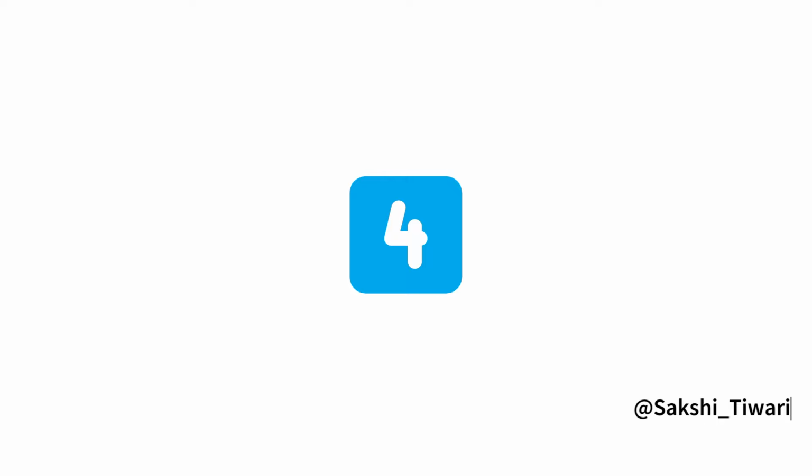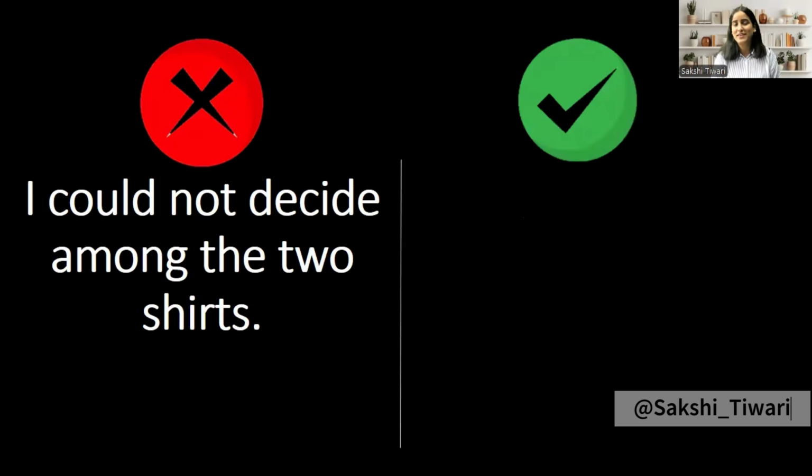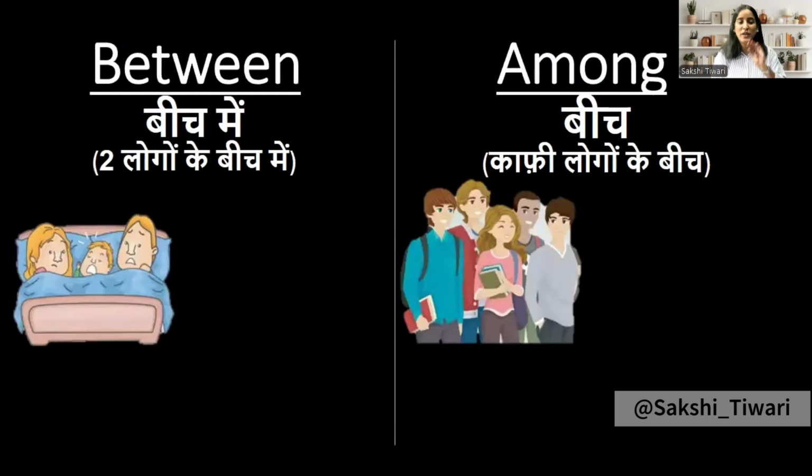The next common mistake is: I could not decide among the two t-shirts. Now, what's wrong? I hope you're able to catch the mistake. It should be: I could not decide between the two t-shirts. We use "between" to talk about a situation involving two things, two people or two objects. And we use "among" when we are surrounded by more than two people. So that's how we use between.